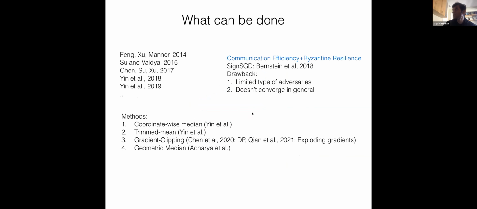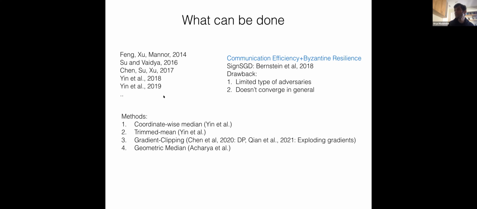There is a lot of work in recent years, and this is just a sample of those works. By no means is this comprehensive, and there are a few different techniques that people came up with to tackle these Byzantine worker nodes or Byzantine machines. Some of these techniques follow from the fact that you are doing an aggregation at the central server, which is something like computing a mean. Therefore, you can borrow from the robust statistics literature and see how to do robust mean estimation.